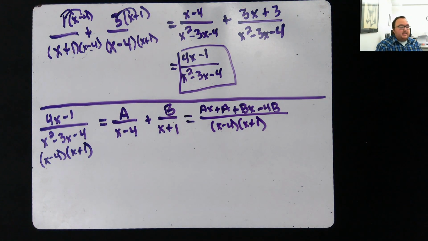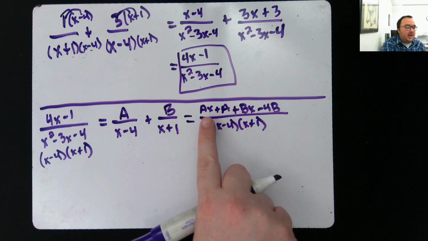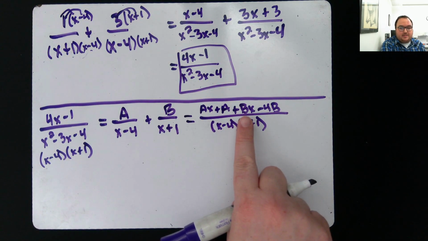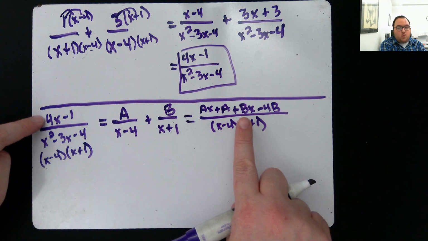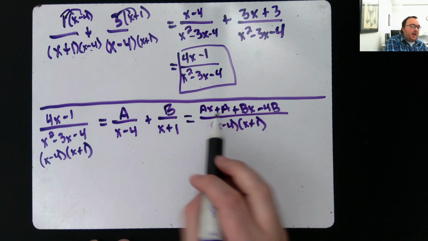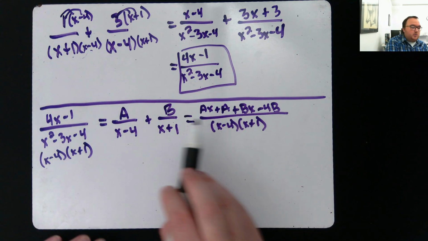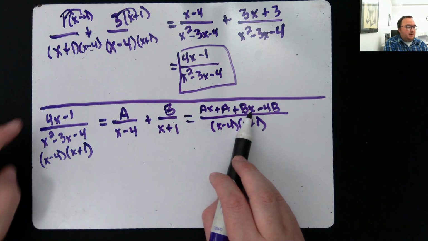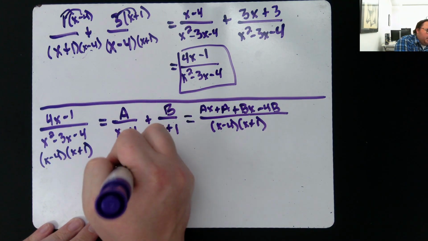So what this means is ax plus a plus bx minus 4b has to be equal to 4x minus 1. Since I have ax plus bx, I know ax plus bx must be equal to 4x, which means a plus b has to be equal to 4.